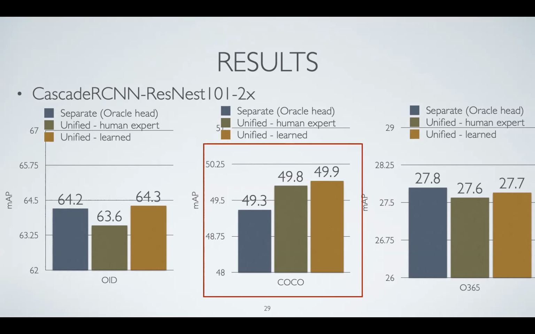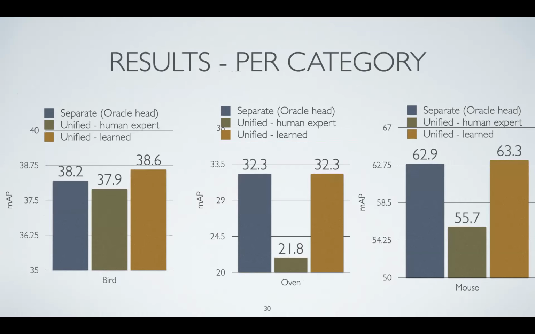This is probably due to the fact that most COCO categories are merged into one other category in other datasets. So we have more training data for the COCO categories. And let's look at more detailed per category results. The human expert merge dropped performance significantly on the oven and mouse categories due to the incorrect label assignment, while our learned label space can improve performance on all these categories.